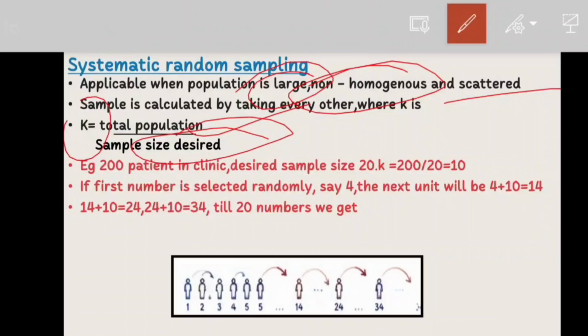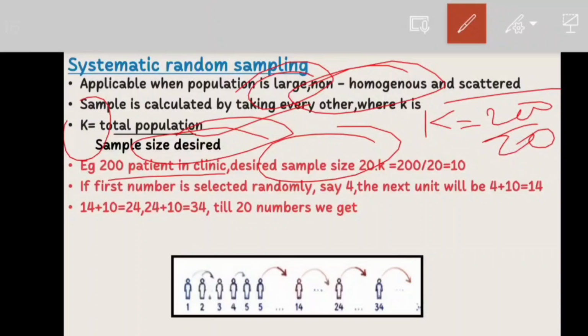So let's understand by an example. Suppose a clinic has 200 patients and we need only 20 patients. Okay, so here k is 200 divided by 20. That is, 20 is the sample size we desire. We only want 20 patients and the total number of patients is 200. So after dividing we get 10. Therefore we select every 10th patient.